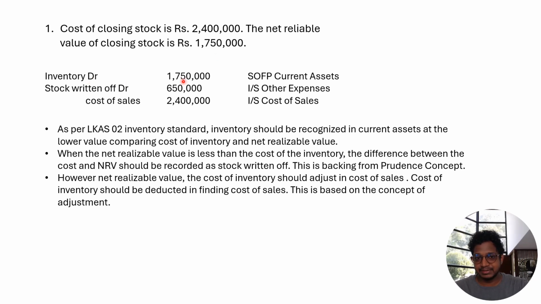So inventory is debit 1,750. This 1,750 you have to record in SOFP current assets. But always, either NRV is higher or lower, that doesn't matter, you have to deduct your closing stock when you're finding the cost of sales, right?